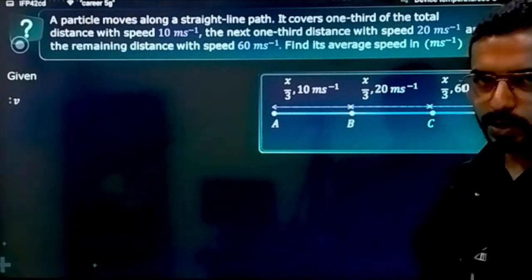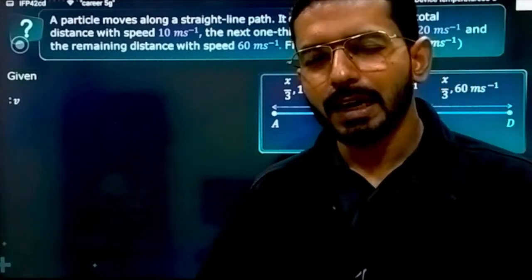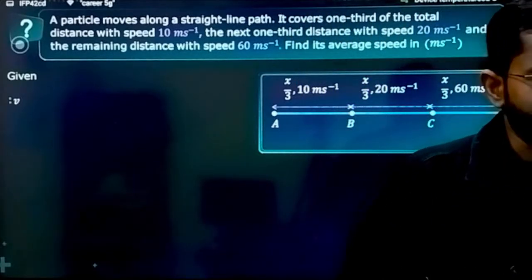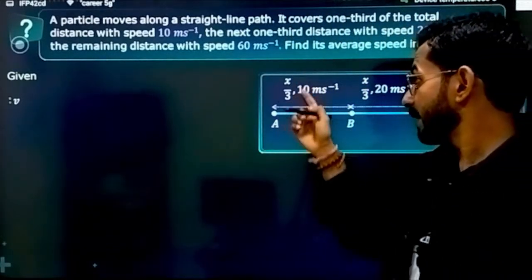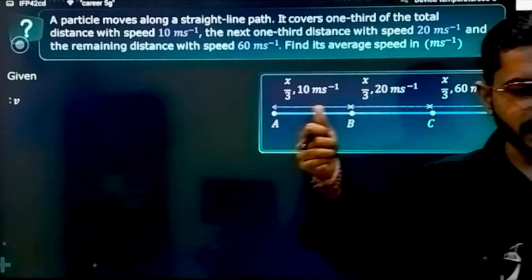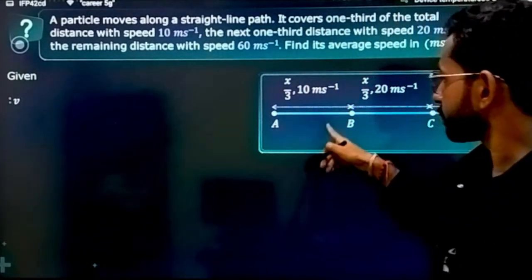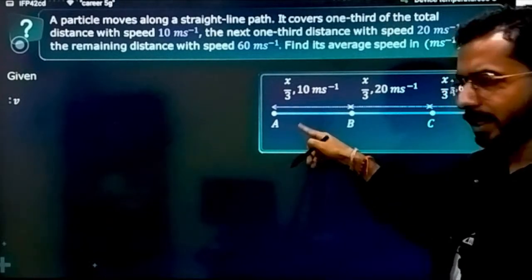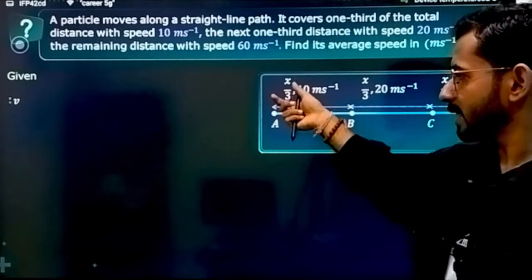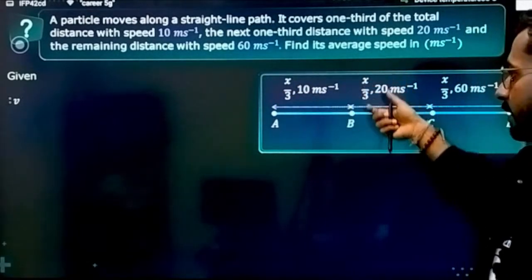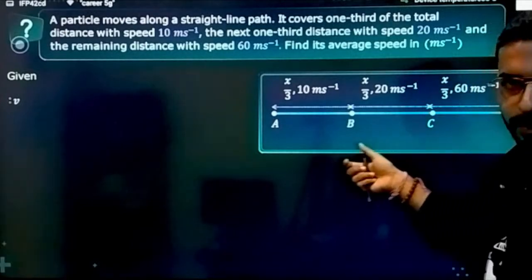You have to calculate the average speed. Again, you will be doing what? Total distance divided by total time. Again, write the total distance. You can take x by 3, x by 3, x by 3. That means total distance is x divided by the total time. Total time will be what? If you have to calculate t1, how will you calculate it? That is x by 3 divided by 10. Again here x by 3 divided by 20. Again here x by 3 divided by 60.